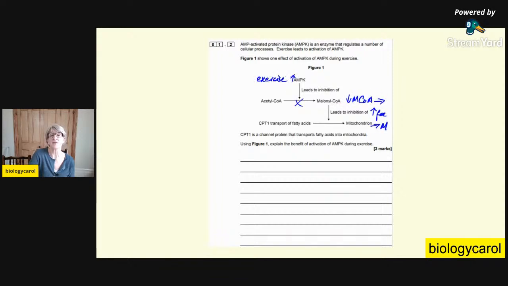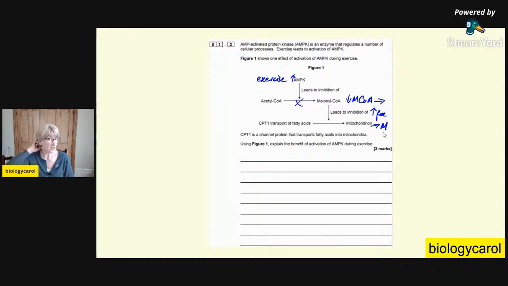Okay, so here I am. Exercise is the notes that I would have written on the exam paper. Exercise increases AMPK, which stops this pathway here. Now, that of course means that you're going to have a decrease in malonyl coenzyme A, which is therefore going to decrease the inhibition of this pathway here. So if you've got less malonyl coenzyme A, you're going to have increased transport of fatty acids into the mitochondria.